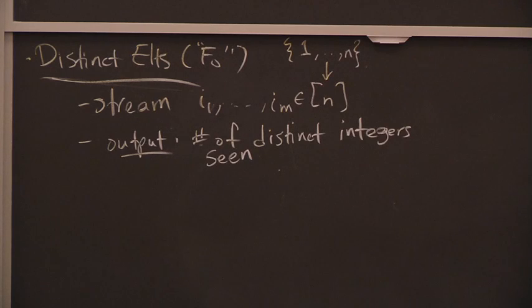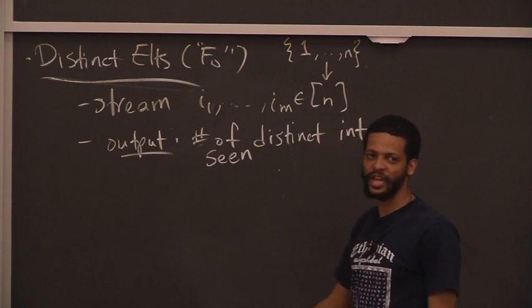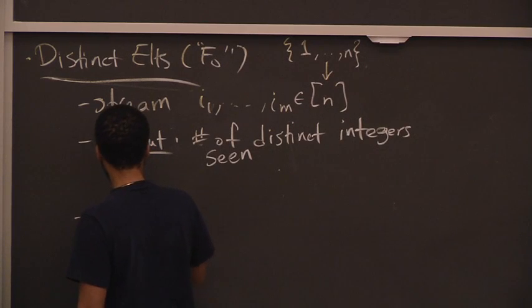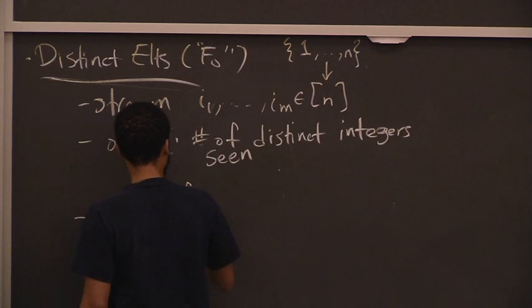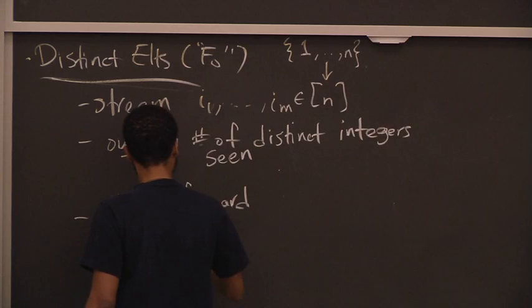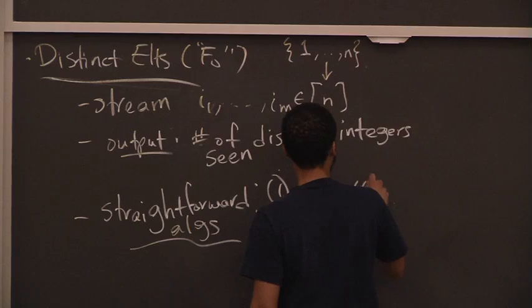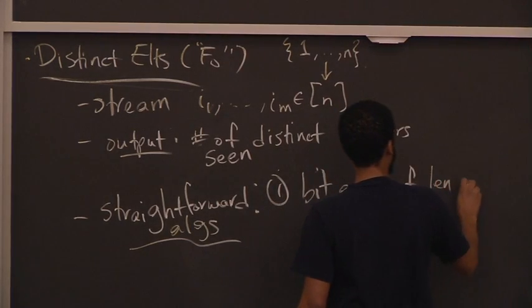What are two straightforward algorithms for solving this problem, and how much space do they use? Someone give me one straightforward algorithm. Let's say you know m and n. Yeah, basically keep a bit array of size n, and then flip the ith bit to 1 if you ever see an integer i in the stream. So the first straightforward algorithm is a bit array of length n.